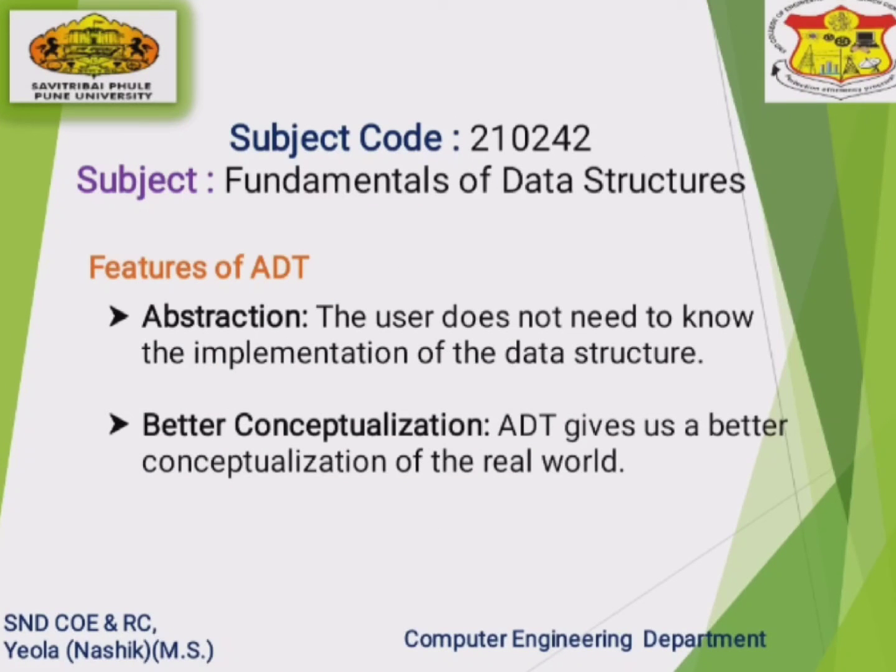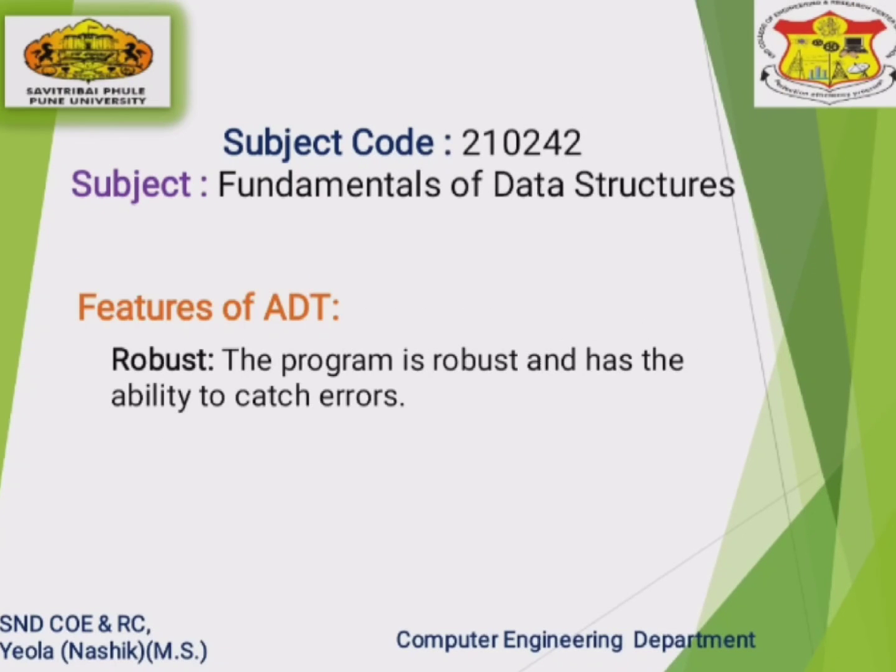Features of ADT. First, abstraction. The user does not need to know the implementation of the data structure. Second, better conceptualization. Abstract data type gives a better conceptualization of the real world. Third, robust. The program is robust and has the ability to catch errors. With this feature we can easily find different types of errors in the program.